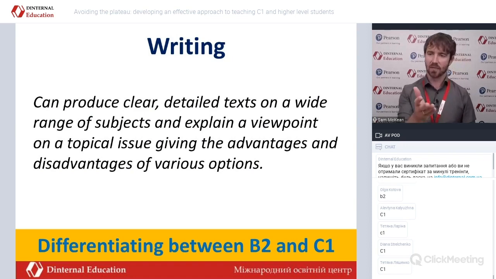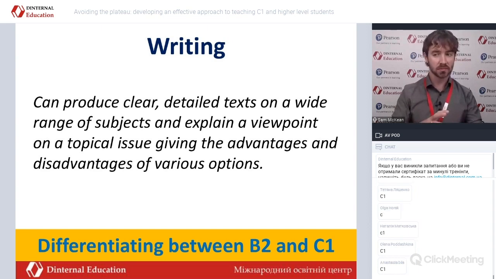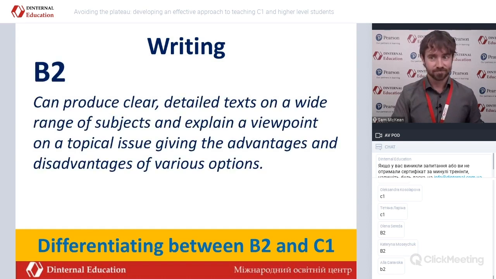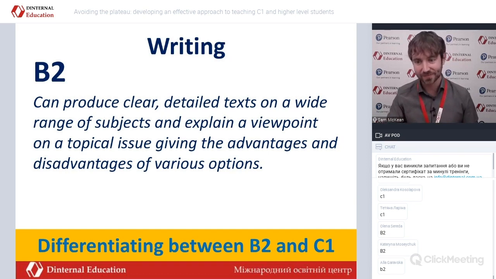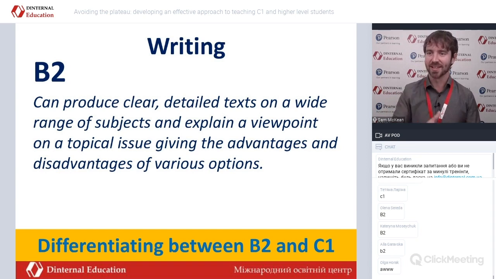And finally, we have another can-do descriptor, this time about writing. Again, do we think this is referring to B2 or C1? What do you think? Okay, a lot of you are saying C1. Are you correct? This actually refers to B2. Yeah, I see some of you. Katerina, yes, I see some of you with the correct answer. So it is for B2.